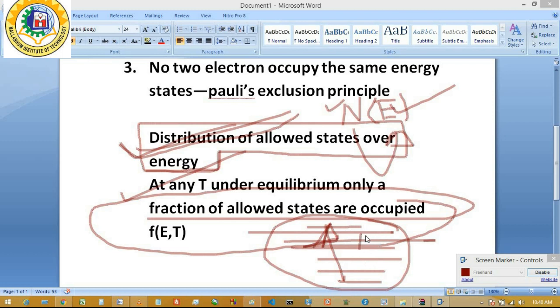Suppose there are 10 energy states available. If our excitation is T, then the free electrons will occupy only certain energy levels, not all of the energy levels. So if there are 10 energy levels, at a given temperature T, only 2 energy levels are occupied. Not all energy levels are occupied at a given excitation level. So that is the famous Fermi-Dirac distribution function.